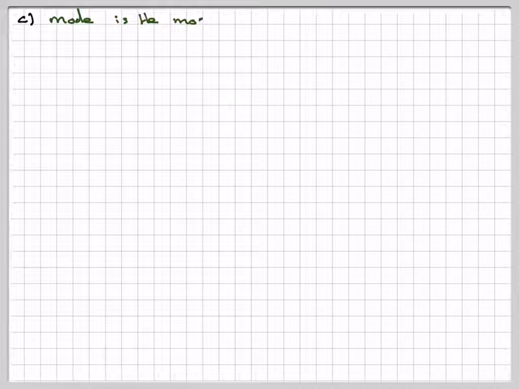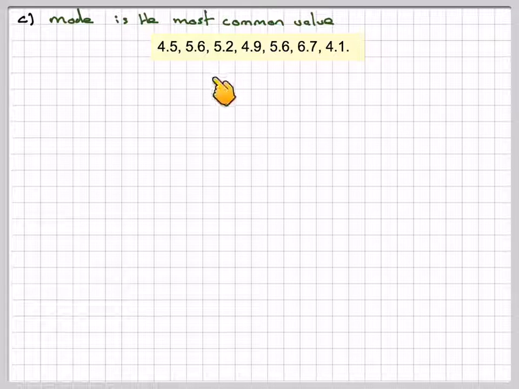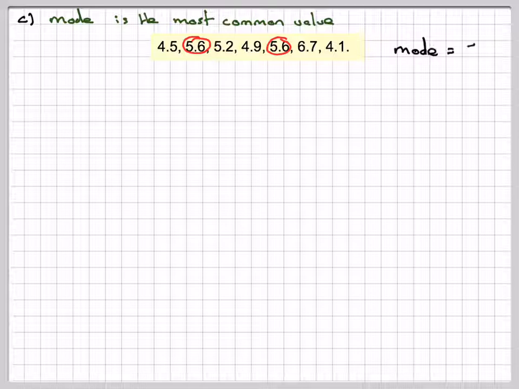And finally, the mode is the most common value. So if I take my set of numbers, I can see that 5.6 occurs twice, therefore the mode is equal to 5.6. Now I can do all this on my GDC.